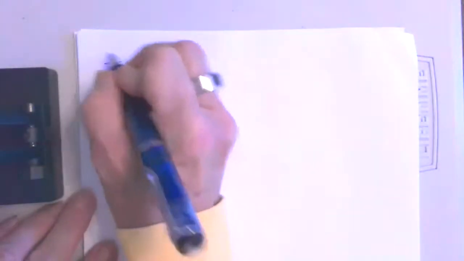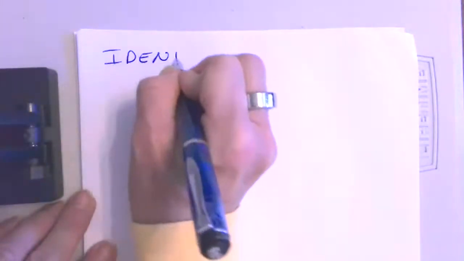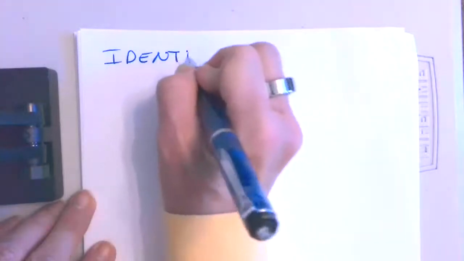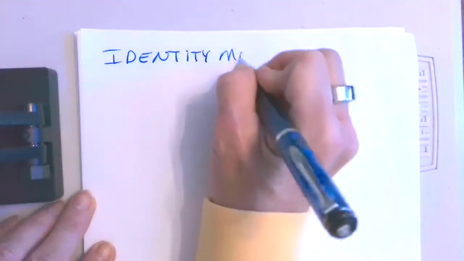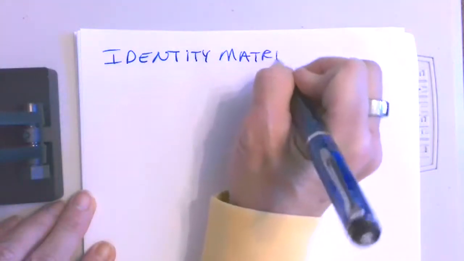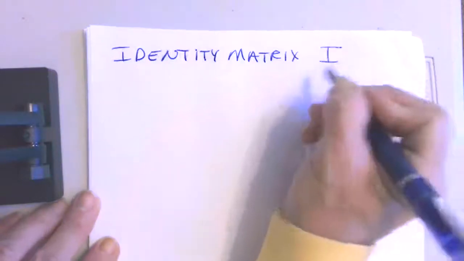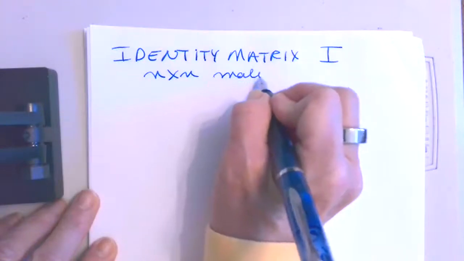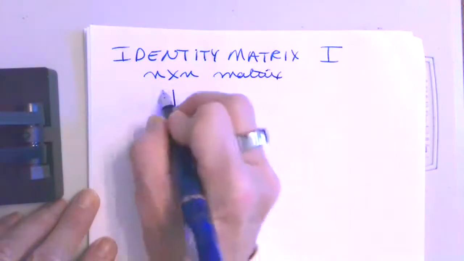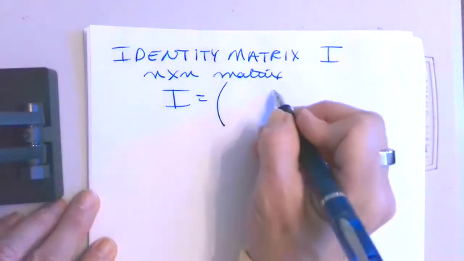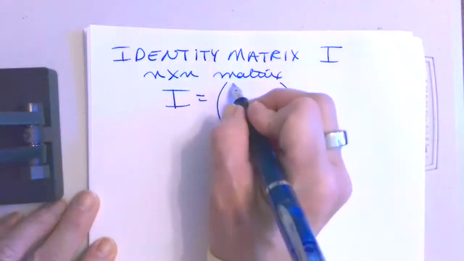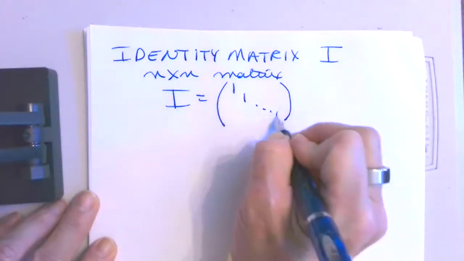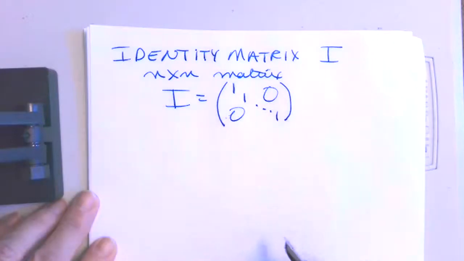We'll use this a lot. So the identity matrix, we'll always use an I. It's always an n by n matrix. So you have one of every square size. And what you do is you put ones along the main diagonal and zeros everywhere else.